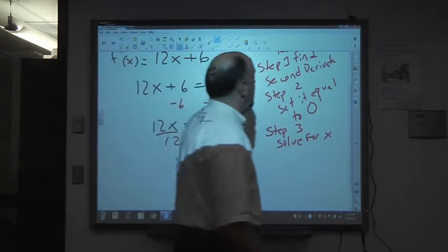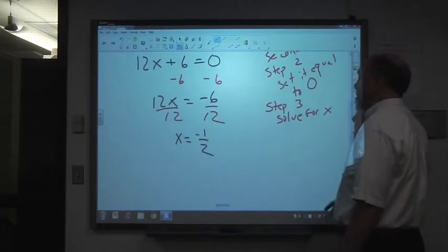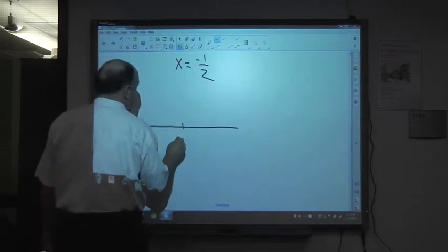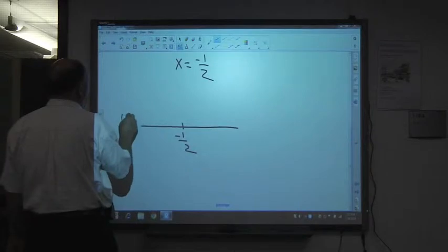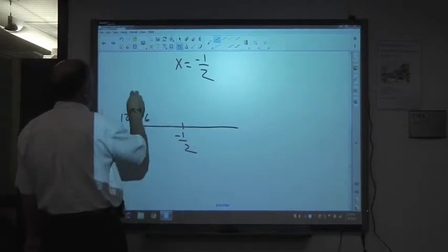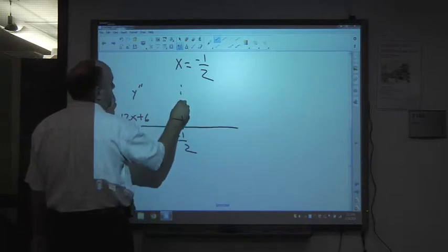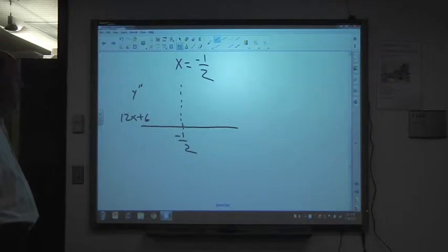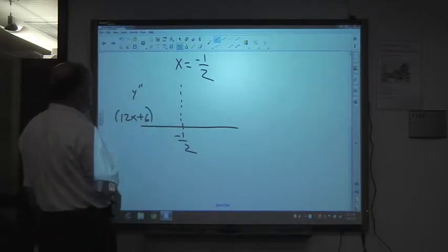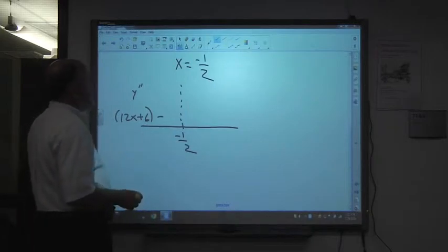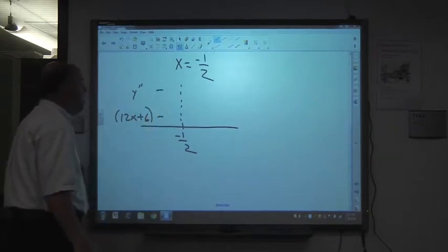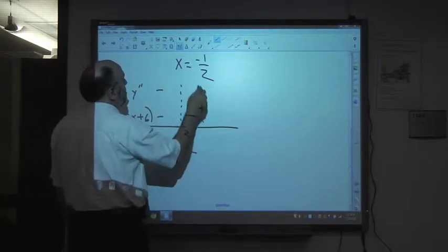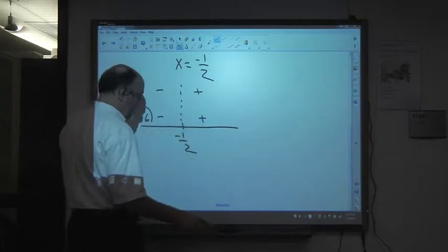And just like we did before, we're now going to set up a chart. And so we'll have here now on our chart, negative 1/2. We only have one term here. And again, we're going to say, okay, if x is a number less than negative 1/2, what is the value of 12x plus 6? So this would be negative. My second derivative is only that, so that'll be negative. If x is greater than negative 1/2, then this will be positive, and my second derivative will be positive.